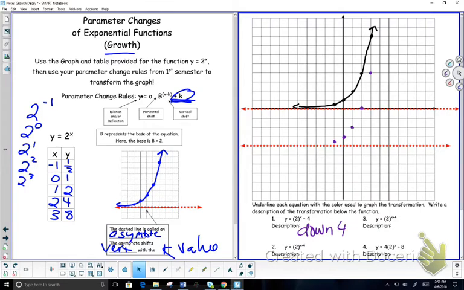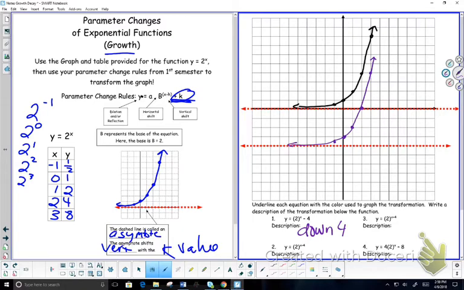There we go. Draw your curve. This is going to, remember, approach that horizontal asymptote. It will never touch it nor cross it. Does it look like our original parent function moved down 4? Yes. There you go.